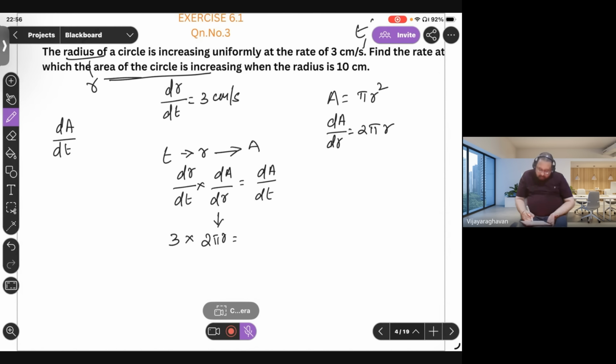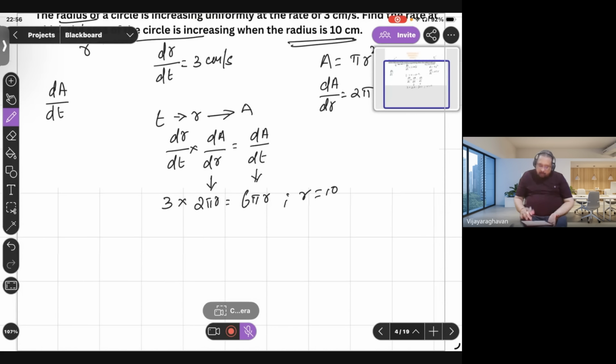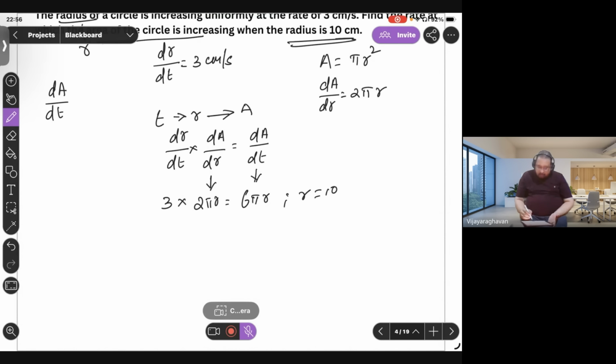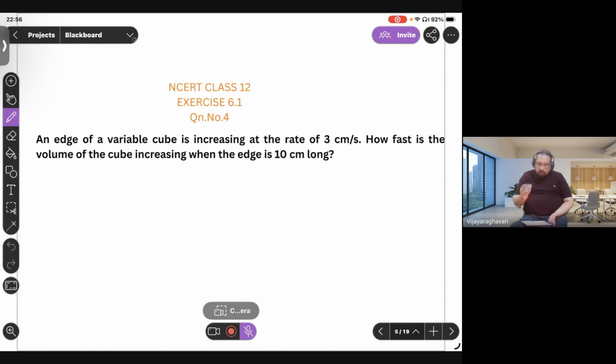which is equal to 6 pi r. That is the rate of change of area with respect to time. When r is 10 centimeter, substitute r with 10, you get 60 pi, since it's area, centimeter square per second. This is the answer. So how simple it is. If you know the concept, you can just solve the question in under 1 minute.